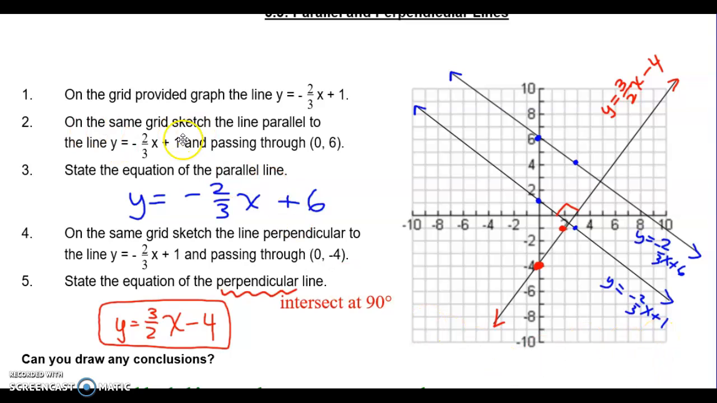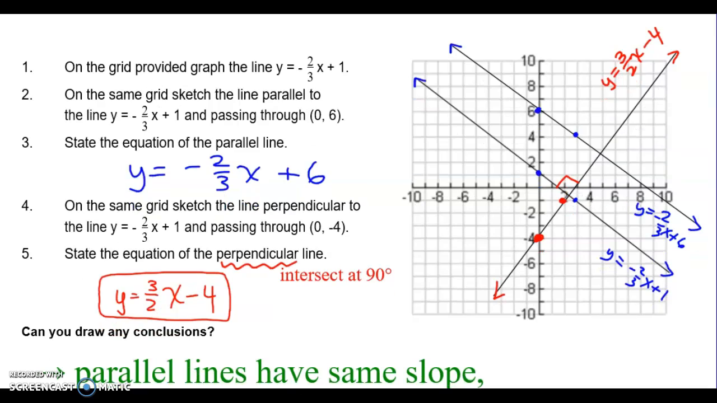On this same grid, I want to sketch a second line that's parallel to this line, but I want it to pass through the point 0, 6. So if it passes through 0, 6, I start by marking that point. From there, my slope is negative 2/3, down 2, right 3, and connect. And there is my second parallel line. Equation of that line, slope is the same, so y equals negative 2/3 x plus my y-intercept is 6.